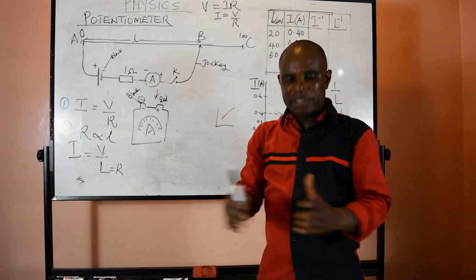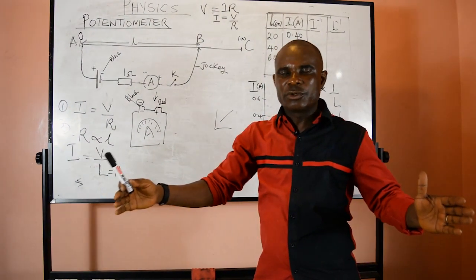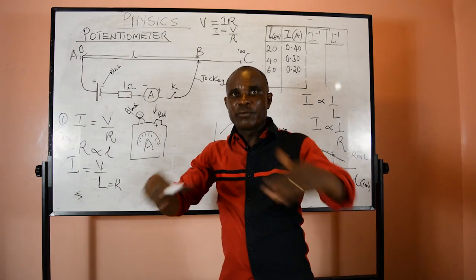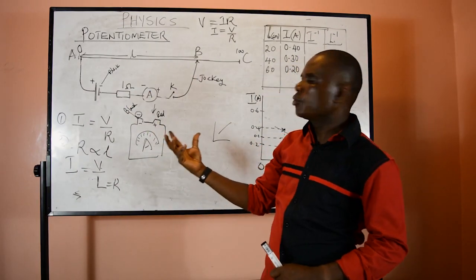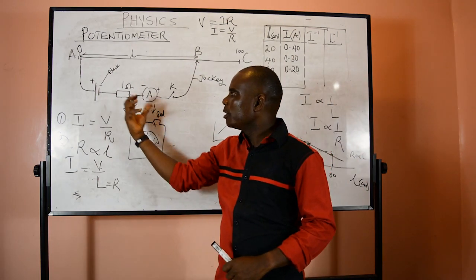Ammeters are always connected in series with the circuit. It should be in series with the battery. And voltmeters are the ones that are connected in parallel. So note that the next circuit we are going to talk about later on is going to involve a voltmeter.